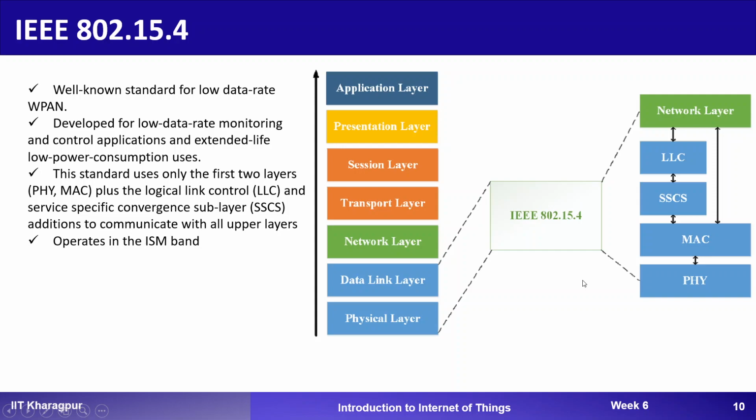In case of your OSI model, your data link layer is divided only into two categories, that is your MAC and your LLC, that is your logical link control. However, in case of your IEEE 802.15.4, your data link layer is divided into three parts, three components, that is your MAC, next one is your SSCS, and last one is your LLC. So the functionality of MAC and LLC is same as in your OSI model. However, your SSCS is responsible for providing the services to your devices.